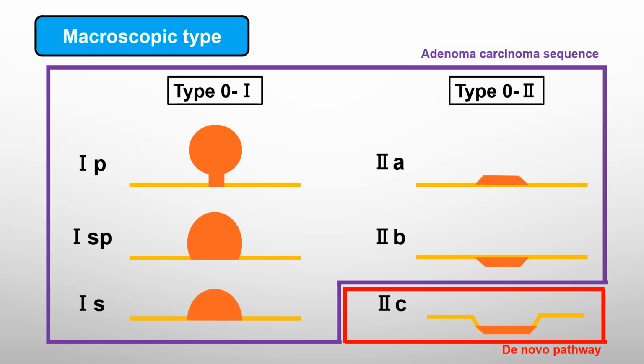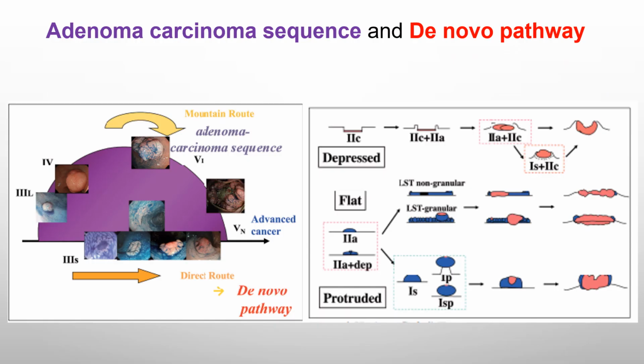Type 1, 2A, and 2B have an adenoma-carcinoma sequence, while type 2C has a de novo pathway. Type 2C lesions, which are de novo cancers, are a direct route to colorectal cancer.